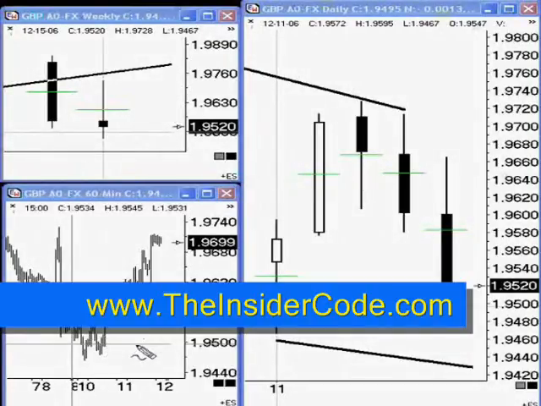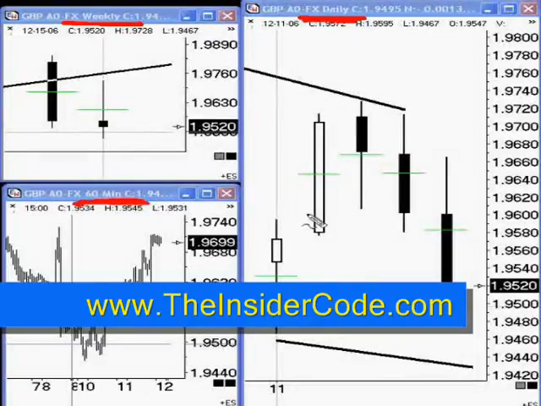Because remember, we need to understand concepts in the marketplace. We need to have theory, a little bit of theory, but we need to also have some application. So I'm going to deal with some of the concepts first, and then I'll start to get into the actual application of it. Now you notice I have three charts on my screen. I've got the daily over here, the weekly, and then the 60-minute. Why am I looking at multiple time frames?